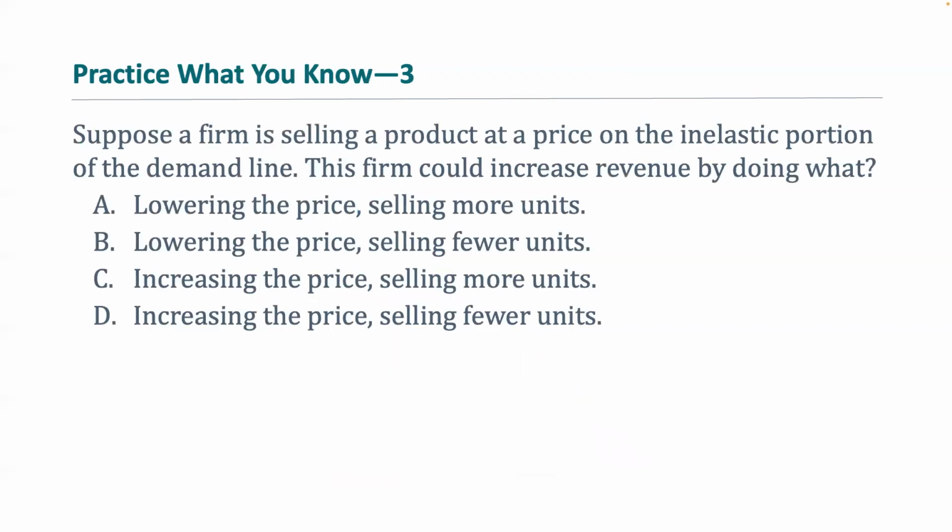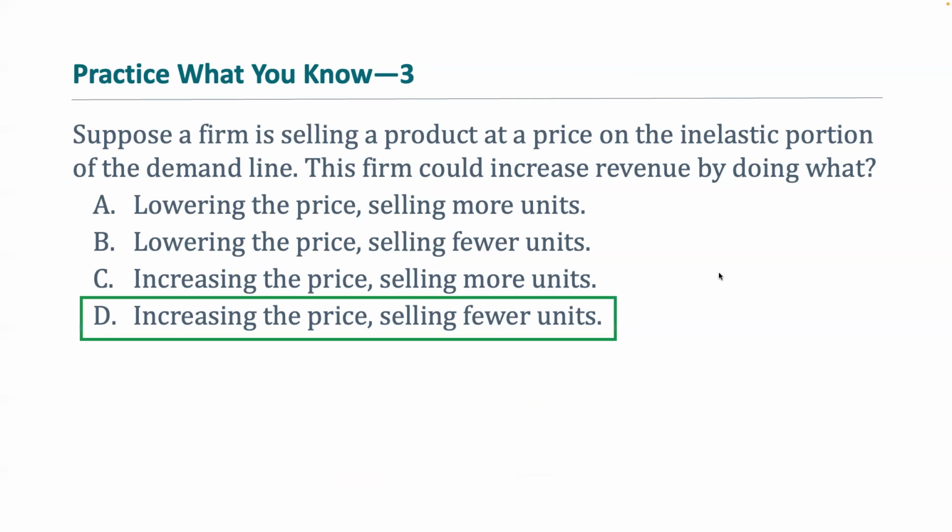So suppose a firm is selling a product at a price on the inelastic portion of the demand line. The firm could increase revenue by doing what? And the correct answer here is that we would want to go ahead and increase the price, but sell fewer units. So even though we would sell fewer units, we actually would still be making more money.